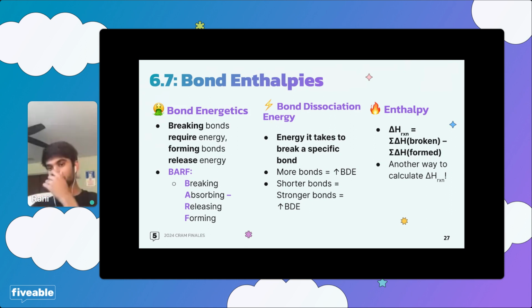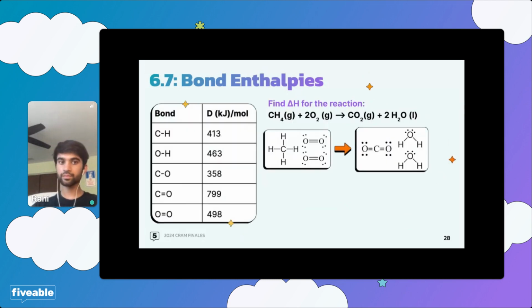This is just another way to calculate delta H of the reaction. There's a couple ways. This is one of them. Another one was the one that I literally just went over on the last slide, the specific heat, the enthalpy of any given substance in a particular reaction.